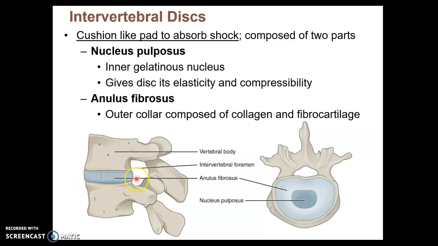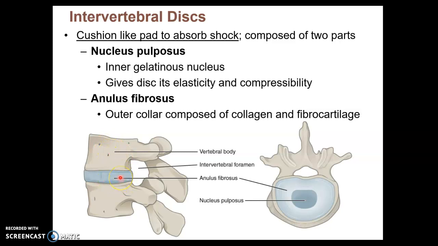Between each vertebrae, we have intervertebral discs. Inter means in between. So these are discs in between vertebrae. So here's an intervertebral disc. They're made up of fibrocartilage, which we learned from a previous chapter, and they're little shock absorbers. They're to absorb our weight.